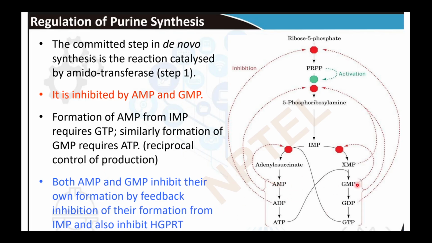And both AMP and GMP can inhibit the PRPP amidotransferase that was catalyzing the rate limiting step. So they both, AMP and GMP, can inhibit this enzyme, and this would be a type of feedback inhibition. Okay, so both AMP and GMP inhibit their own formation by feedback inhibition of their formation from IMP, and they also inhibit PRPP amidotransferase. Okay, so this is how the purine synthesis is regulated. This is the de novo purine synthesis pathway.